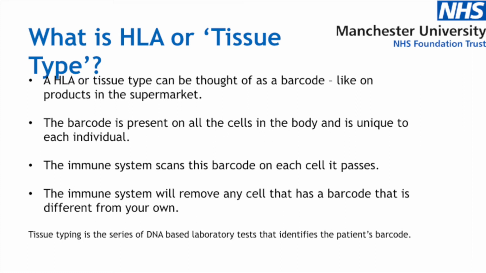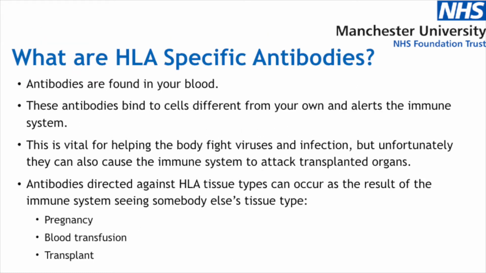Now, once your immune system scans and detects foreign cells in your body, it will use its antibodies to kill these cells. So antibodies are found in your blood samples, and they bind to cells that are different from your own and alert the immune system to deal with them. So they're absolutely vital for fighting infection. They're really crucial that you have these and that they will fight your infection. But the downside of them is that they also recognise that a kidney transplant would be foreign to you and would attack that as well.